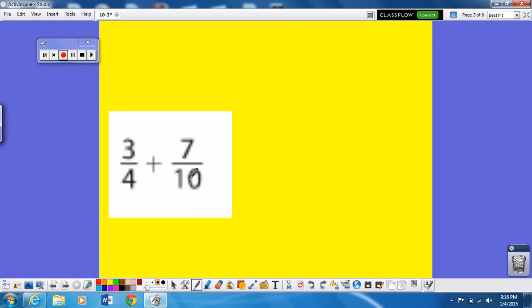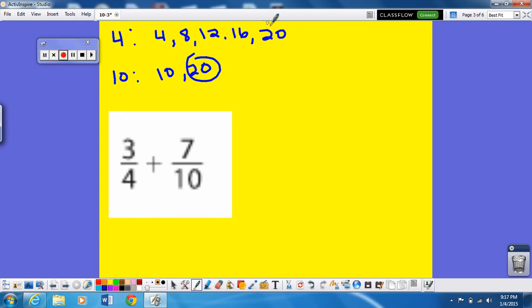Okay, so I have 3/4 and 7/10. Let's say I don't know what 4 and 10 both go into, so we can list some multiples. 4 times 1 is 4, 4 times 2 is 8, 4 times 3 is 12, 4 times 4 is 16, 4 times 5 is 20. Ooh, because this is 10, I know 20 is going to be a multiple. 10 times 1 is 10, 10 times 2 is 20. Notice they have 20 in common, so 3/4 plus 7/10. Let's change them both into 20ths.